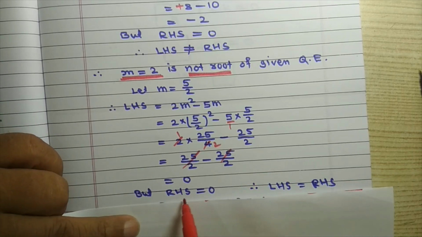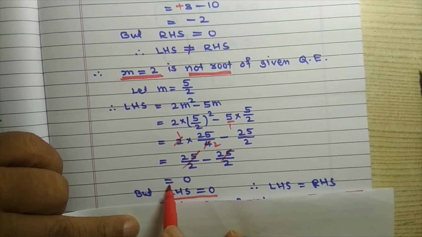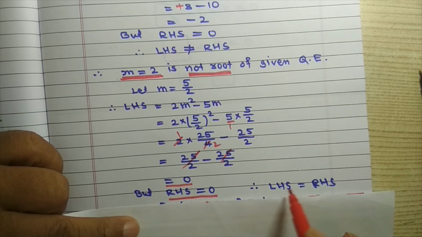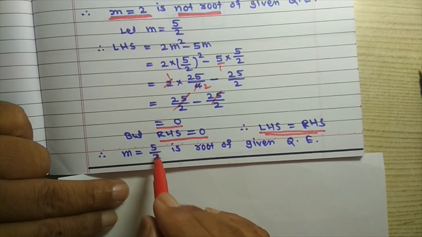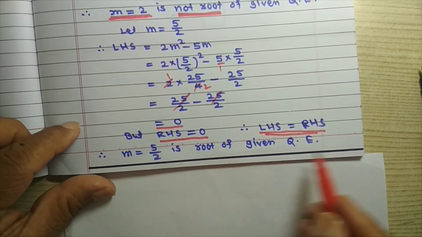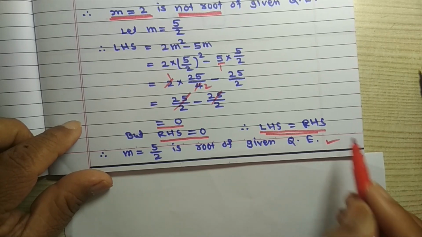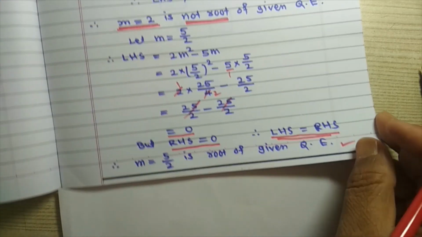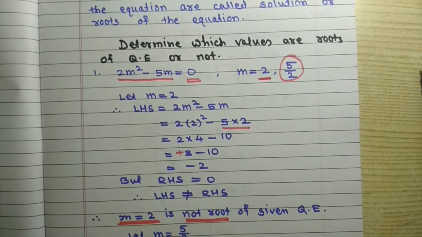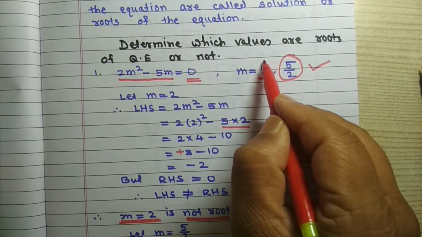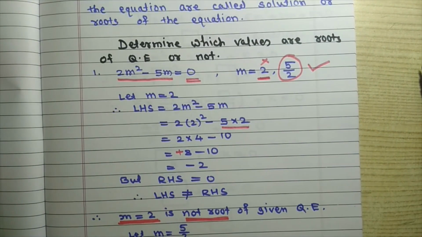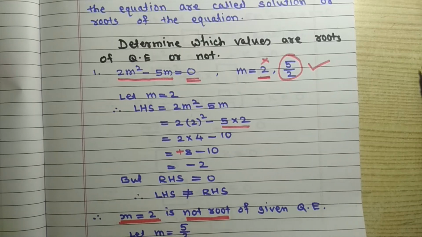But we know that RHS is 0 and LHS is also 0. Means we have to write here LHS is equal to RHS. Therefore, finally we have to write m is equal to 5 upon 2 is the root of the given quadratic equation. Okay, means in this equation only 5 upon 2 is the root of the given quadratic equation and m is equal to 2 is not a root of the given quadratic equation.